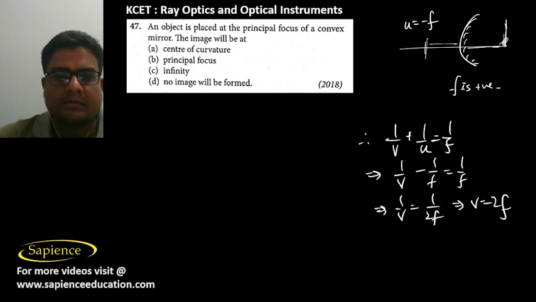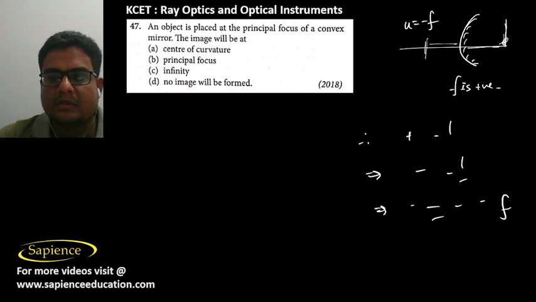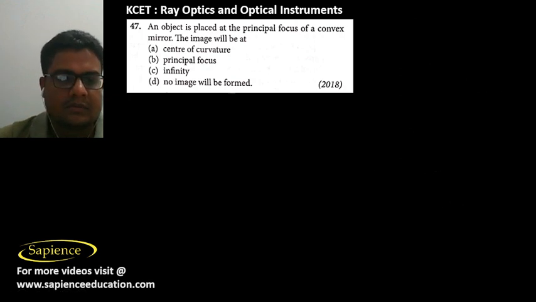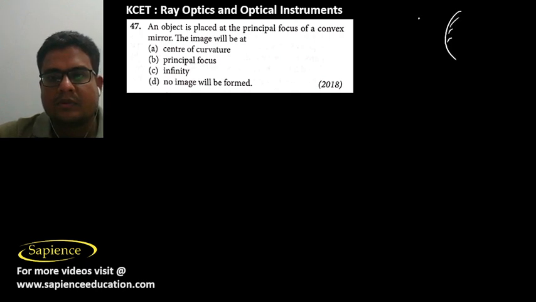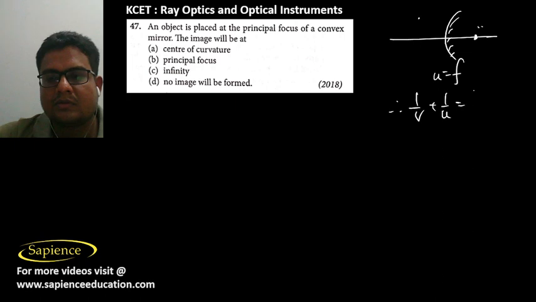It is placed at the principal focus. So the principal focus, if it is placed, then it means, the principal focus is here actually. So it means that a virtual object is placed here. So u is equal to f, and the focal length is also f. So here 1 by v plus 1 by u is equal to 1 by f. So I will do 1 by v plus 1 by f is equal to 1 by f.